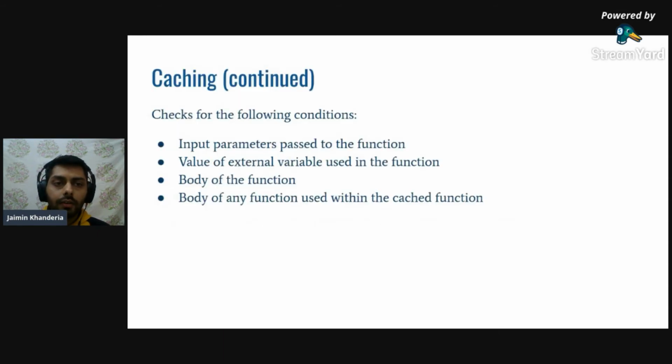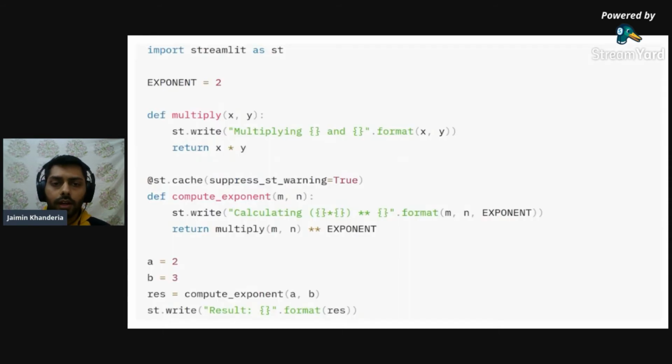The second condition is value of external variable used in the function. If we take a look at the body definition of the function compute exponent, which we are trying to cache, we see that there is an external variable called exponent. If the value of variable exponent doesn't change, then Streamlit will use the cached version of function compute exponent. Otherwise, it will not use the cached version of the function compute exponent.